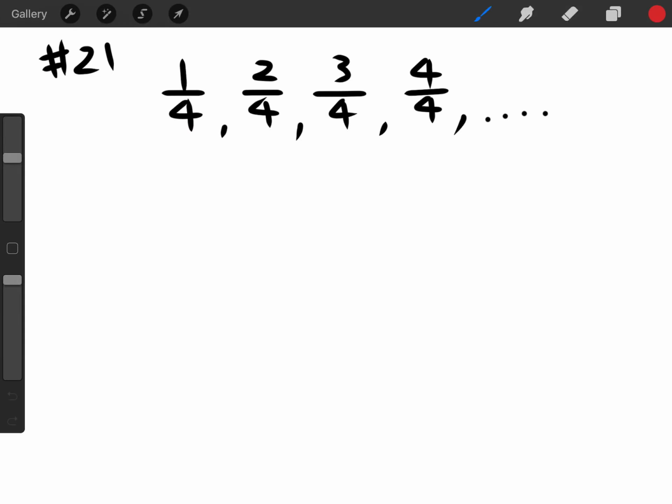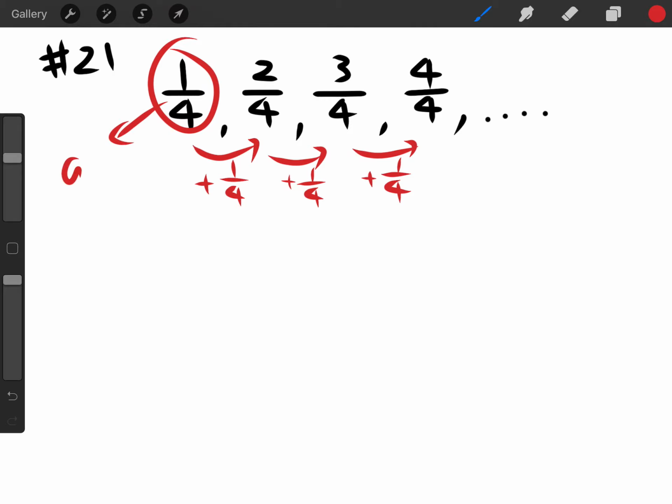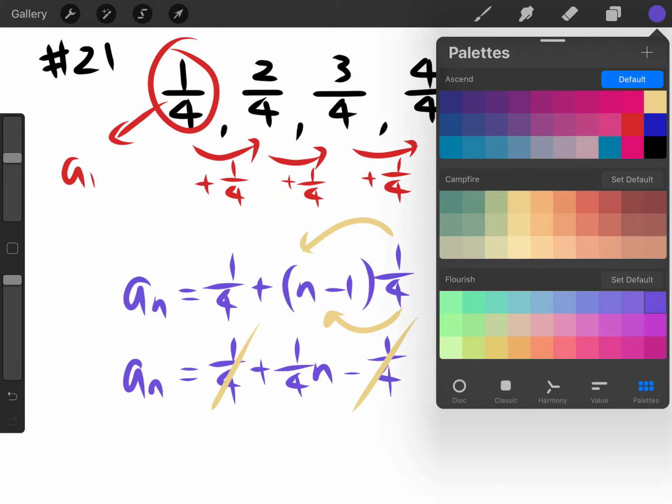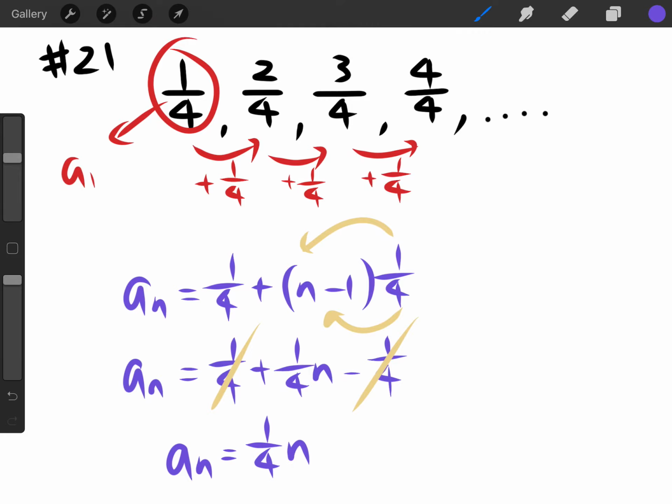All right, so what about this one? We hate fractions. So you're going to add 1/4 to get to the next term. So that means your common difference is 1/4. You got your 1/4 as your a sub 1. So when I write the rule, you go a sub n equals 1/4 plus n minus 1 and multiply by the difference 1/4. So go ahead and distribute the 1/4 here. So a sub n equals 1/4 plus 1/4 times n, 1/4 n, 1/4 times negative 1, that's minus 1/4. You're able to cancel out the positive 1/4 and negative 1/4. So your rule is going to be a sub n equals 1/4 n.